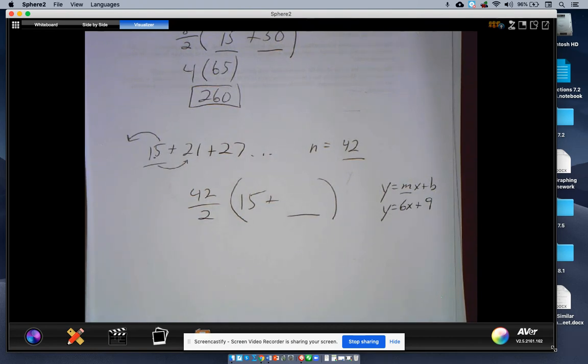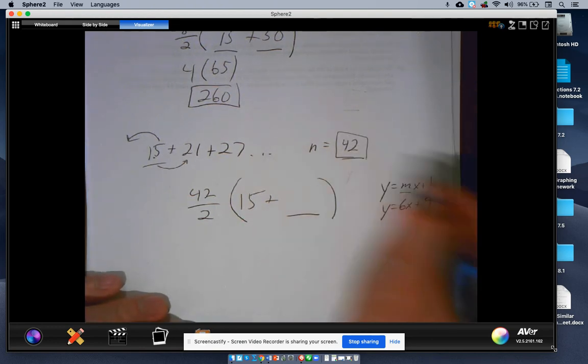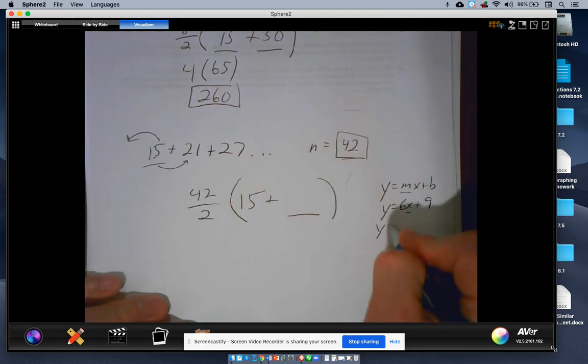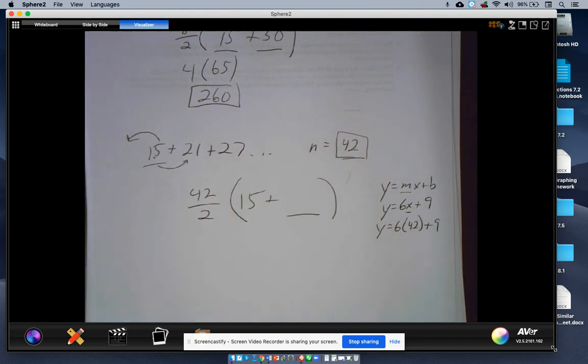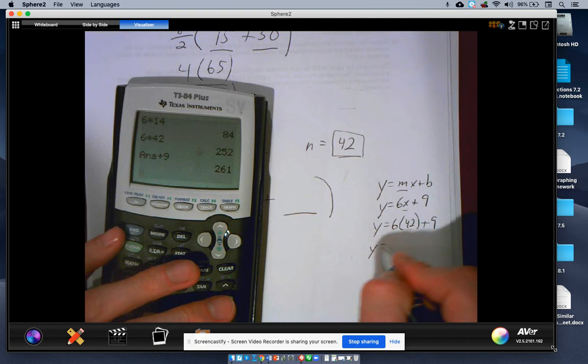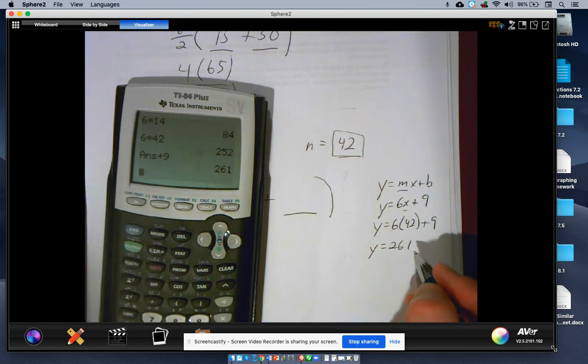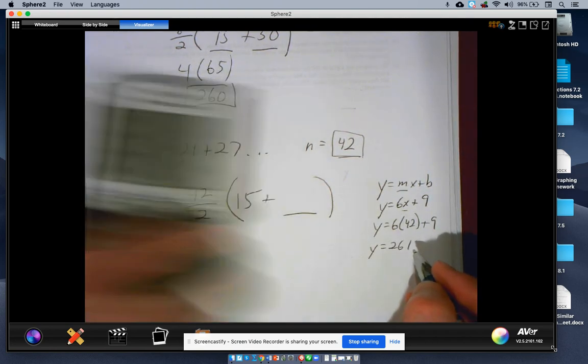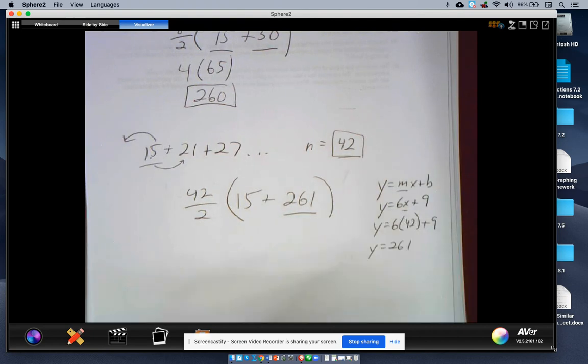Now I need to find my last term, my 42nd term. So the 42nd term goes right here for x. y equals 6 times 42 plus 9. I will use my calculator. Use decimals or your calculator. 6 times 42 plus 9 is 261. That means the last term is 261.